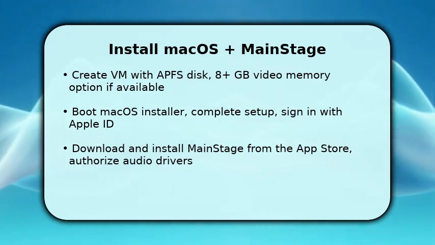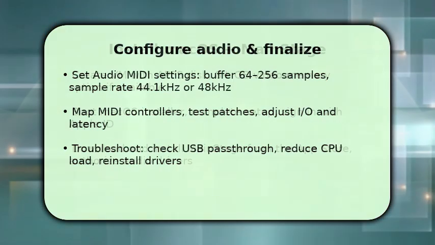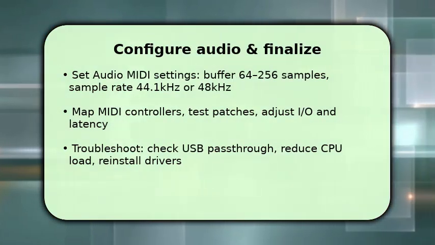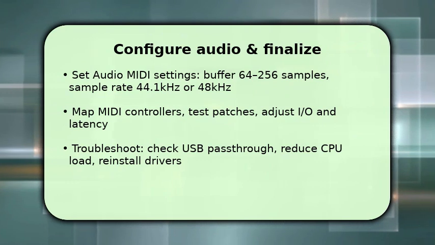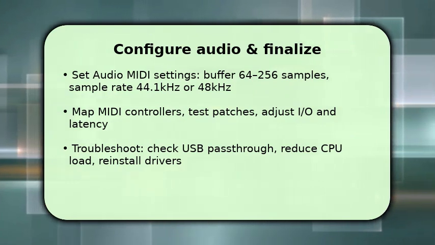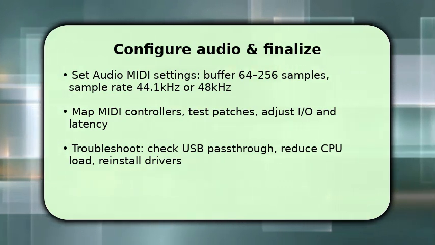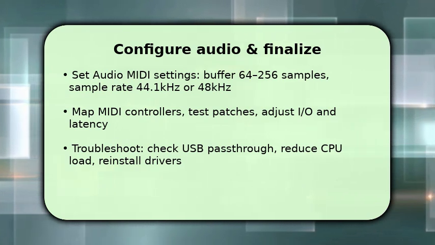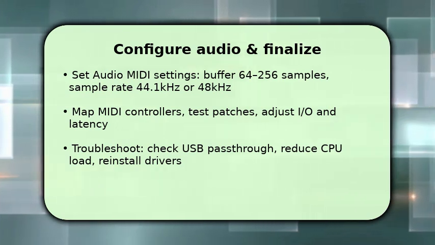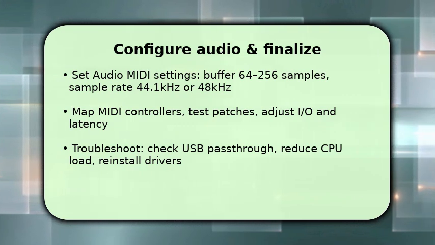Now configure Mainstage for live use. Open Audio MIDI Setup and choose your interface. Set buffer to 64 to 256 samples and sample rate to 44.1 kHz or 48 kHz to balance latency and stability. Then map MIDI controls, load patches, and test audio routing. Make sure aggregate devices are created if using multiple inputs.